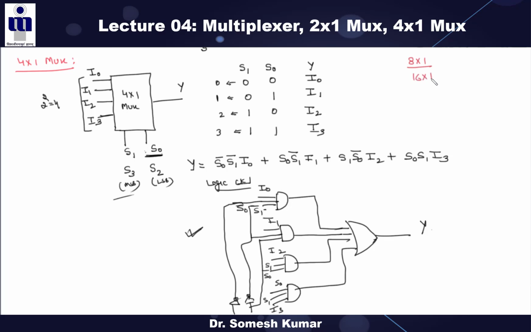It is also asked in objective type questions: in a 16 into 1 mux, how many select lines are there? In 256 into 1, how many select lines are there? In this way, 2 to power n should be your 256. So from here we can find the n. Right? Clear?